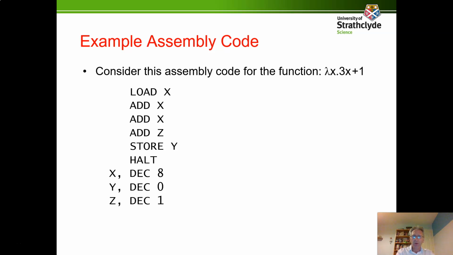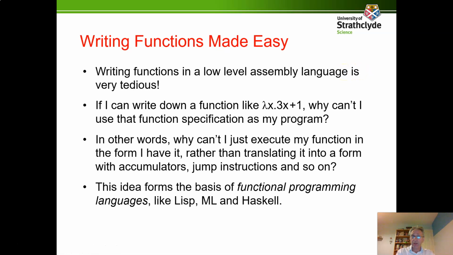So what does this actually do? Well, it calculates 3 times x plus 1. So all of these symbols, all of this writing, is exactly equivalent to writing lambda x, 3x plus 1. That's my function. Lambda x, 3x plus 1 seems a lot more compact and a lot more reasonable way to write things down. Why can't I just write that down? If I've got a function in my head that I want to write down, why can't I just write it down like that? Well, this forms the basis of functional programming languages like Lisp, ML, and the language Haskell.